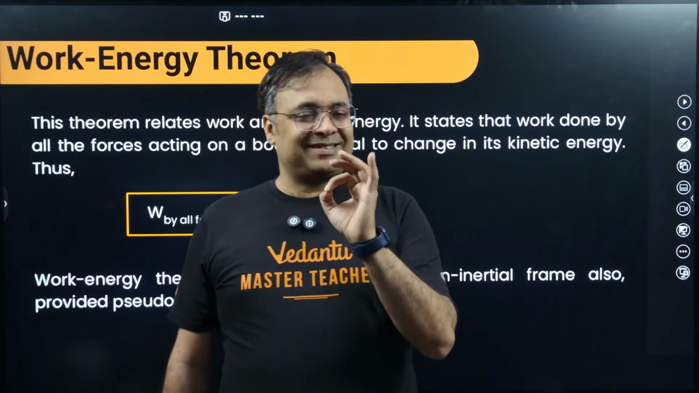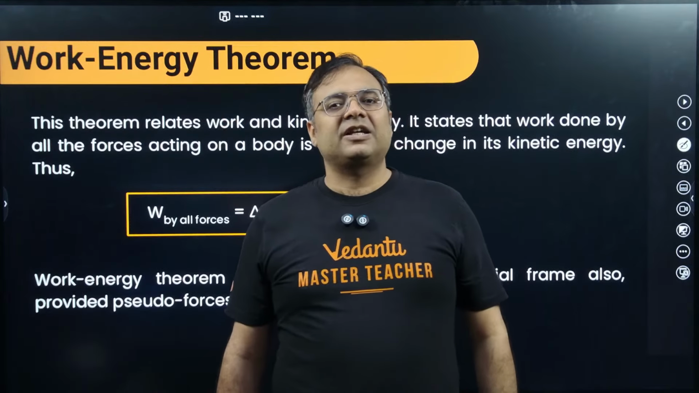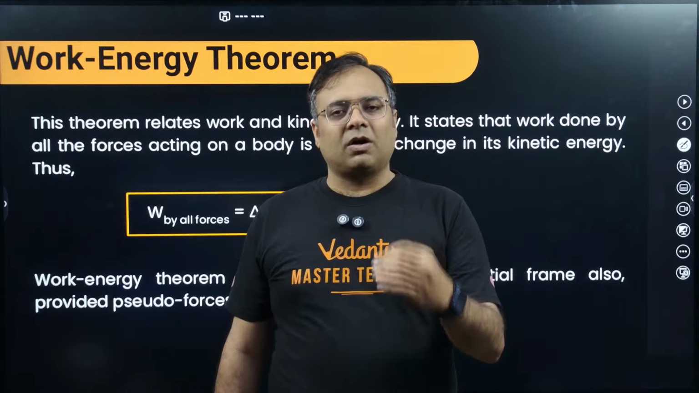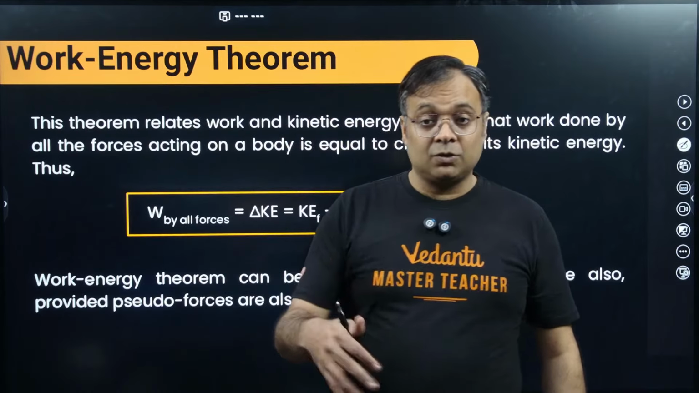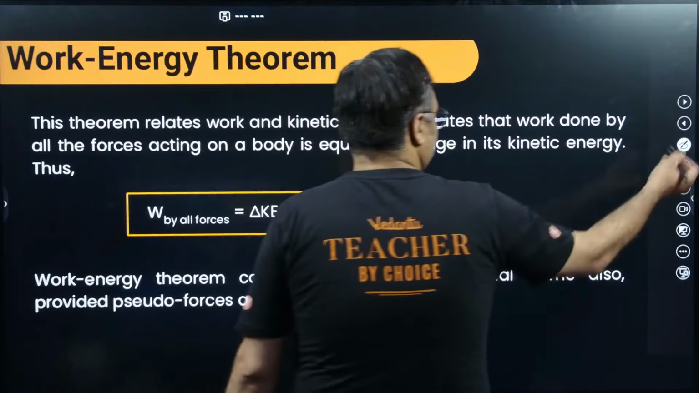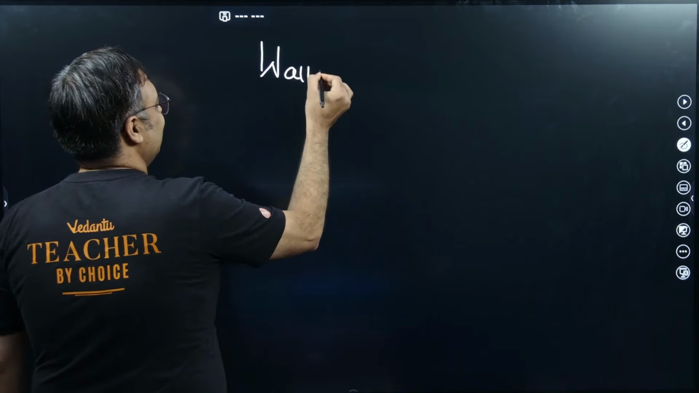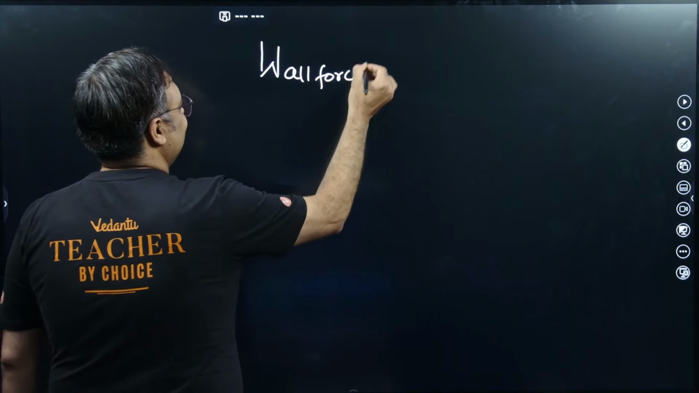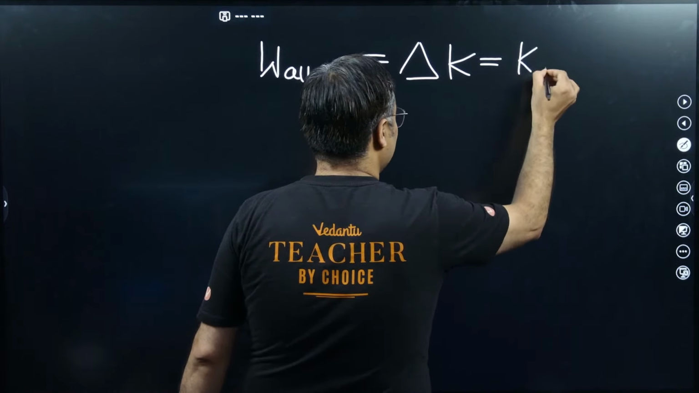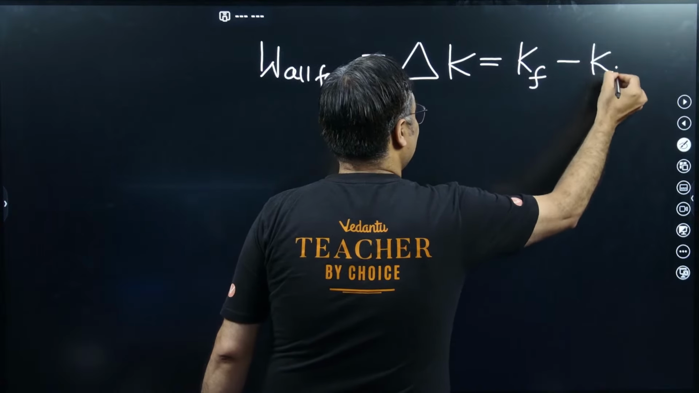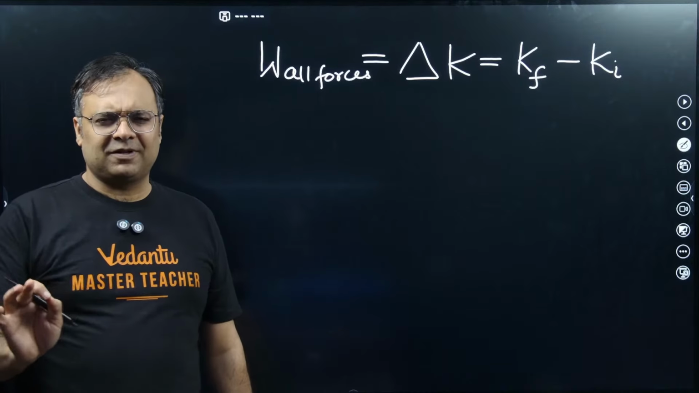Okay, so I will just say it one more time. Work done by all the forces is equal to change in kinetic energy of that particular body or system, whatever we are talking about. Okay, now how to write it, how to use it, let me tell you. So writing is simple. I'll just write like this. Work done by all forces is equal to delta K. Please remember, when I say change, it is always final minus initial. Simple. No confusion.